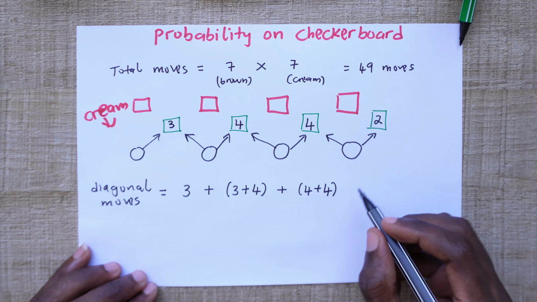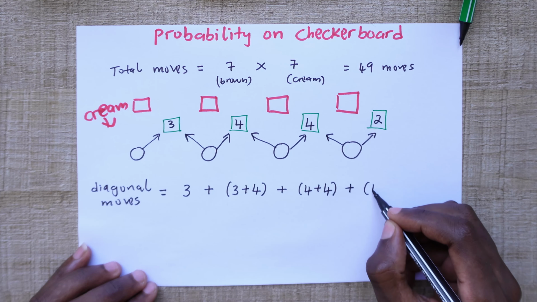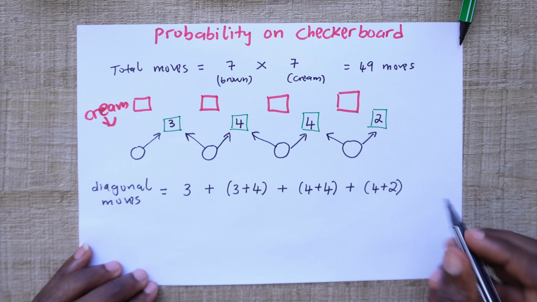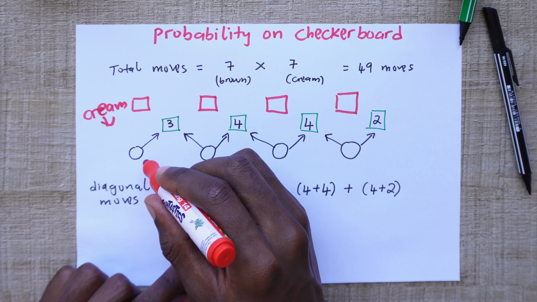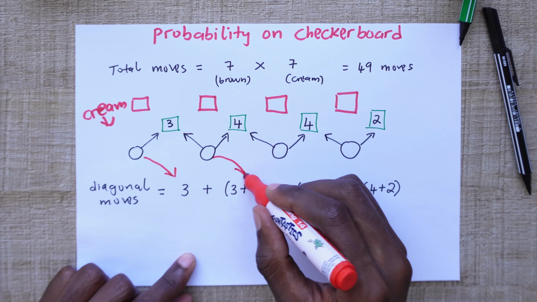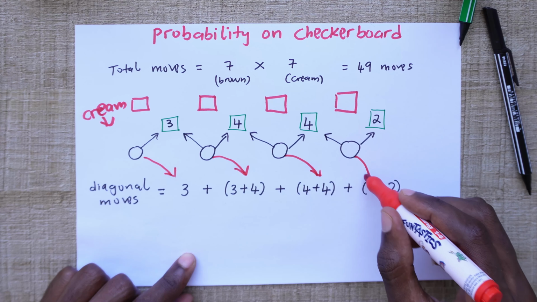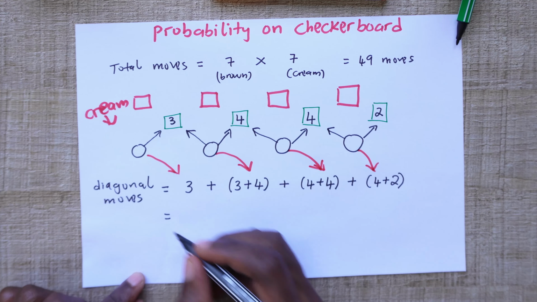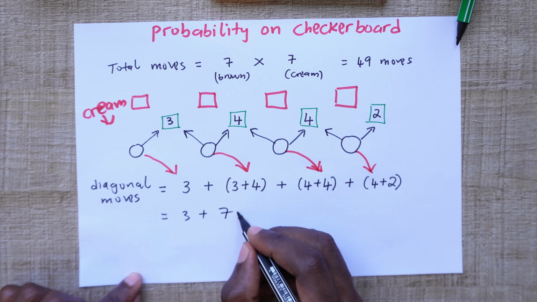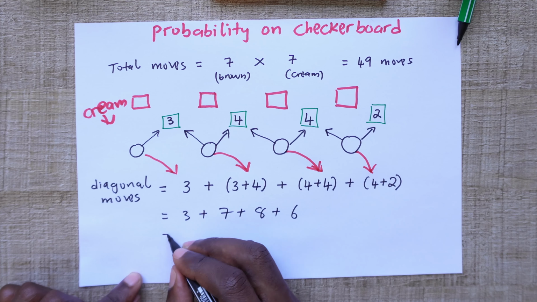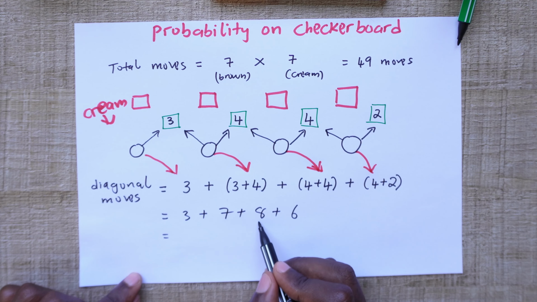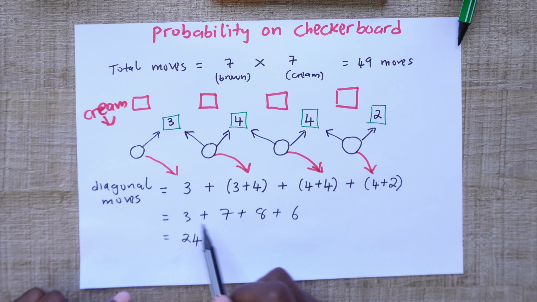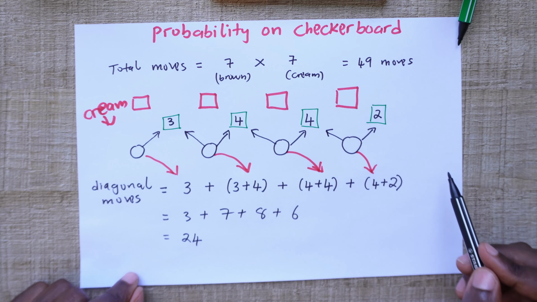And for this last piece, if it moves here, we have 4 possibilities. And if it's moved here, we have 2 possibilities. So this is for this one, this is for this one, this is for this one, and this is for that. Summing all that, we are going to have 3 plus 7 plus 8 plus 6. That gives in total 10, 18, 24. So that gives a total of 24 configurations out of the 49 in which we have a diagonal.